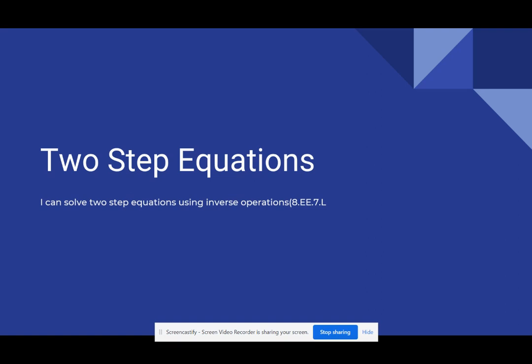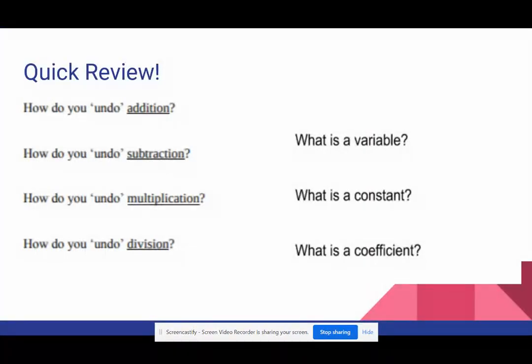So last week we did one-step equations, and today we're going to do two steps. Our I can statement: I can solve two-step equations using inverse operations, and we're working at a limited level, so we're almost proficient, but we're still one step below. So two-step equations. Quick, we're going to do a review.